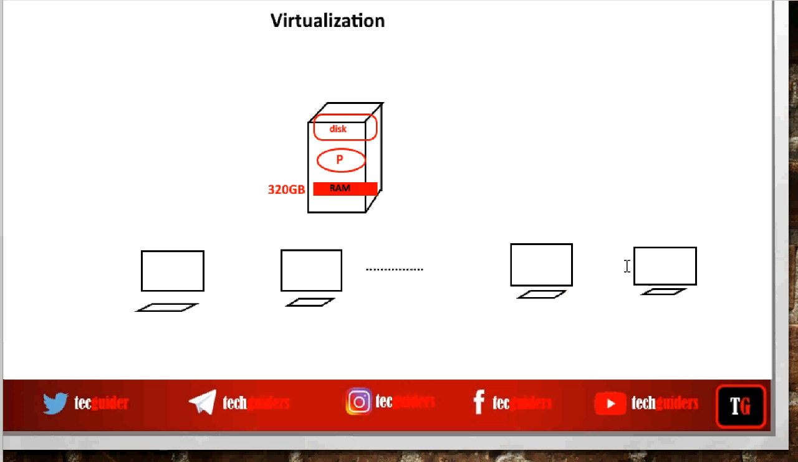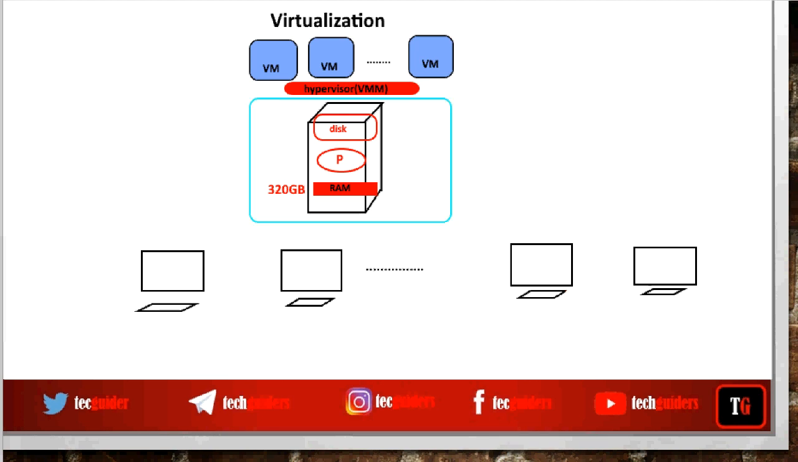Now, if we execute a piece of software called hypervisor or VMM on top of this server, we will be able to create multiple virtual machines on top of this single physical machine by sharing the resources of this physical machine among these virtual machines.